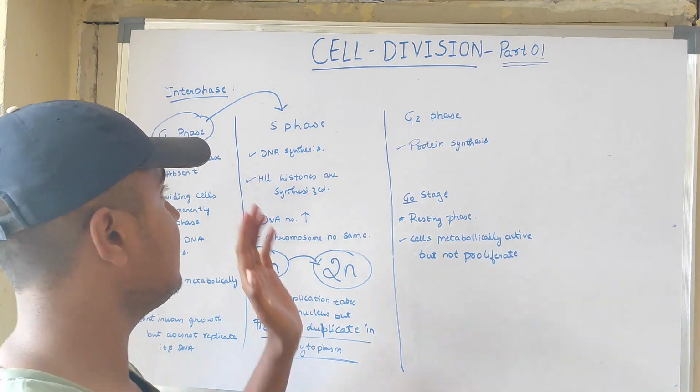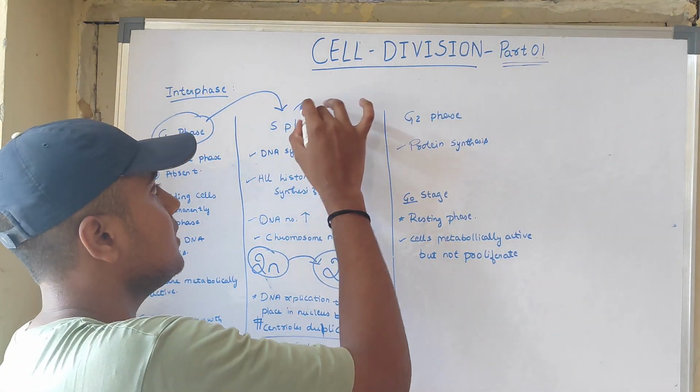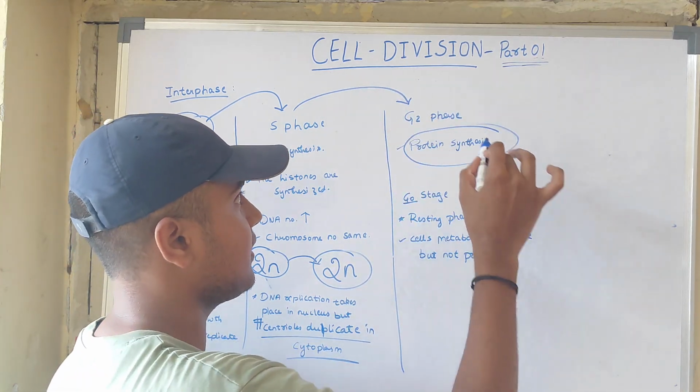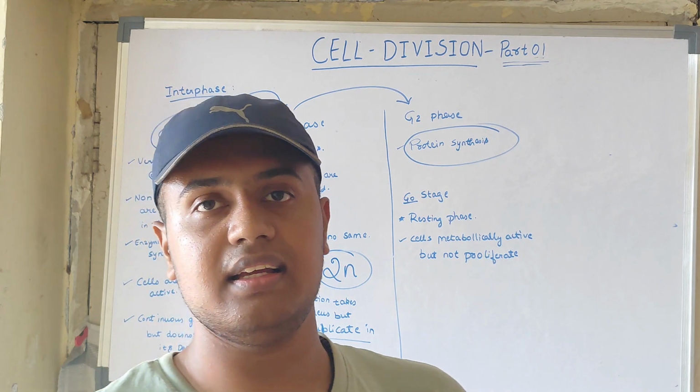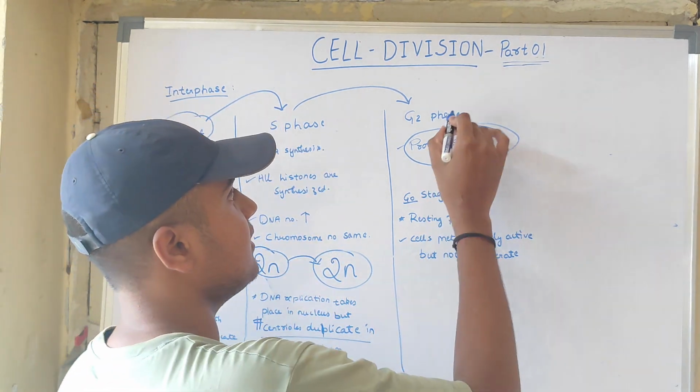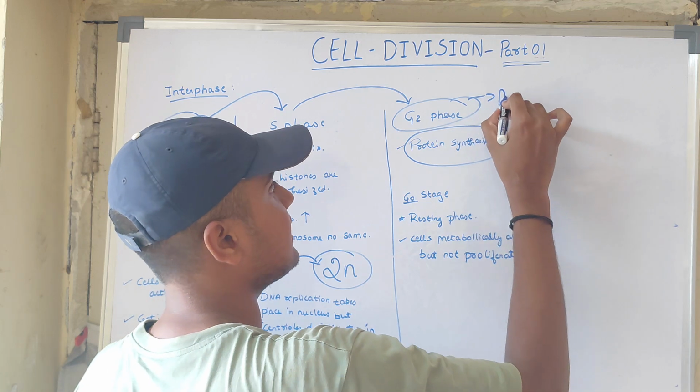Next, after S phase, the cells move on to G2 phase. Here, protein synthesis takes place. After synthesis of DNA, protein synthesis takes place in G2 phase, and here the cell is metabolically very active.